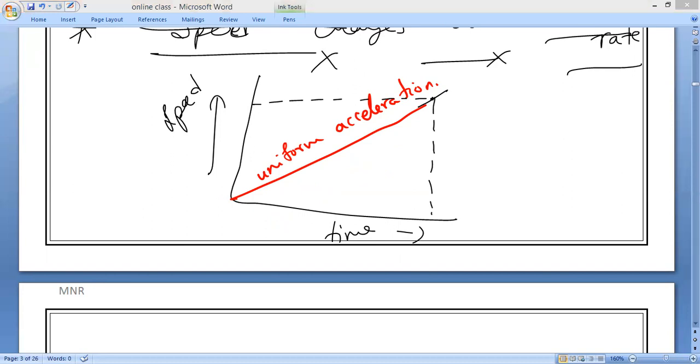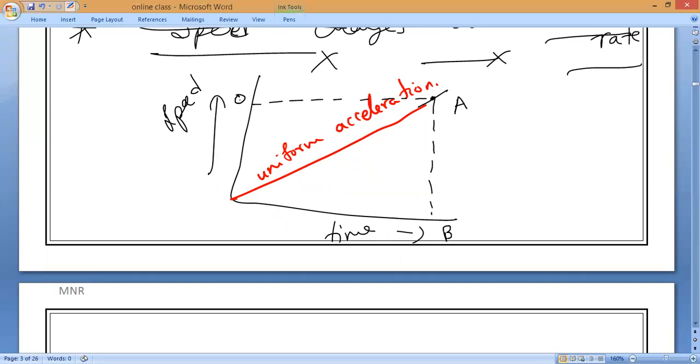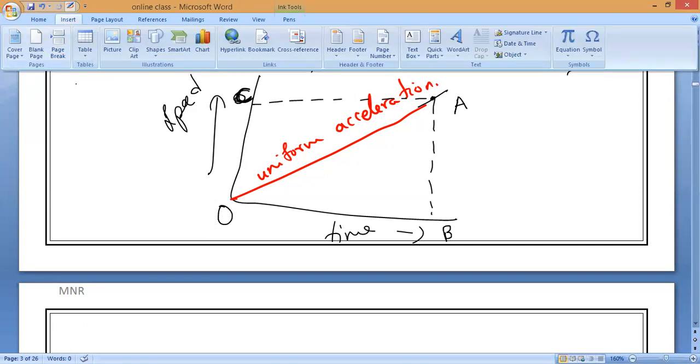Now, uniform acceleration. Let us see how to find it by showing the graph. So the graph paper also has to be drawn, with speed and time and as well as points. Now I want to find the acceleration at this point. So I'm taking this as point A and this is point B and this is point O. Sorry, this is point O and this is point C. Is it okay, everybody? Yes, please.